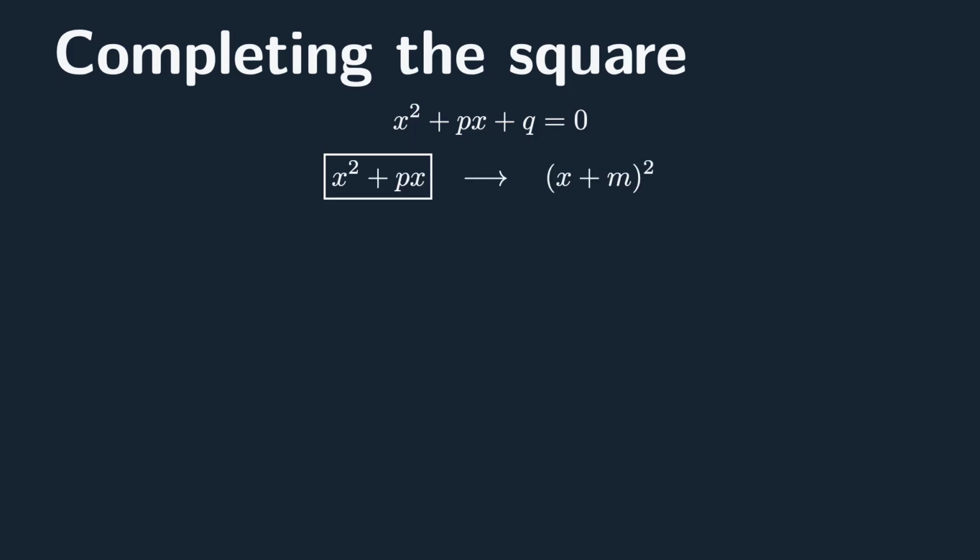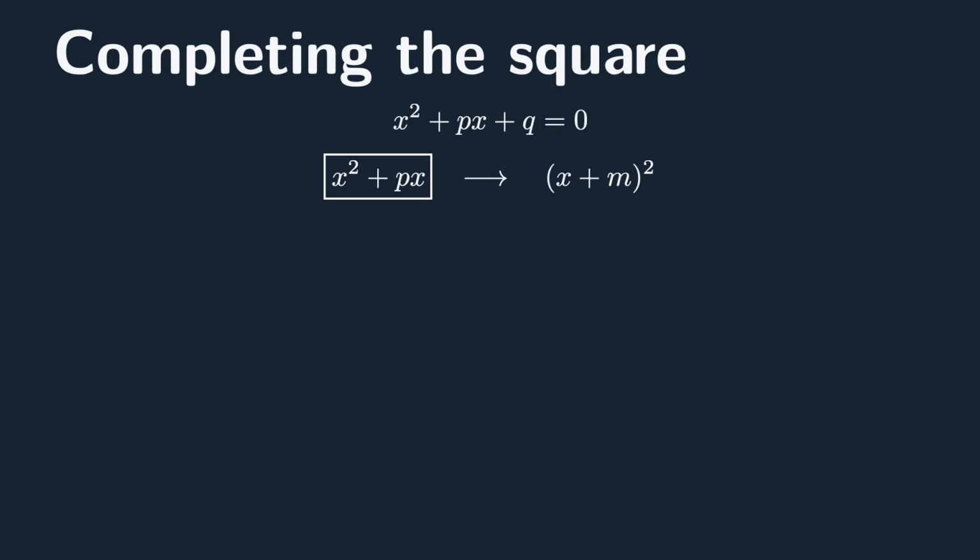On the previous slide, we saw that the PQ formula applies to equations in the form x squared plus px plus q equals 0. Now let's derive that formula. The idea is to turn the two x terms, x squared and px, into one bracket squared. This is useful because once x appears inside one squared bracket, we can solve by taking a square root. This process is called completing the square.